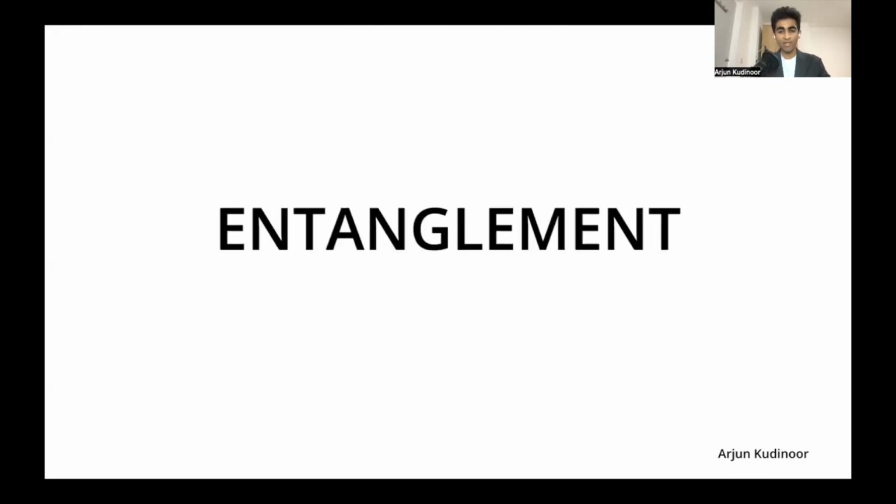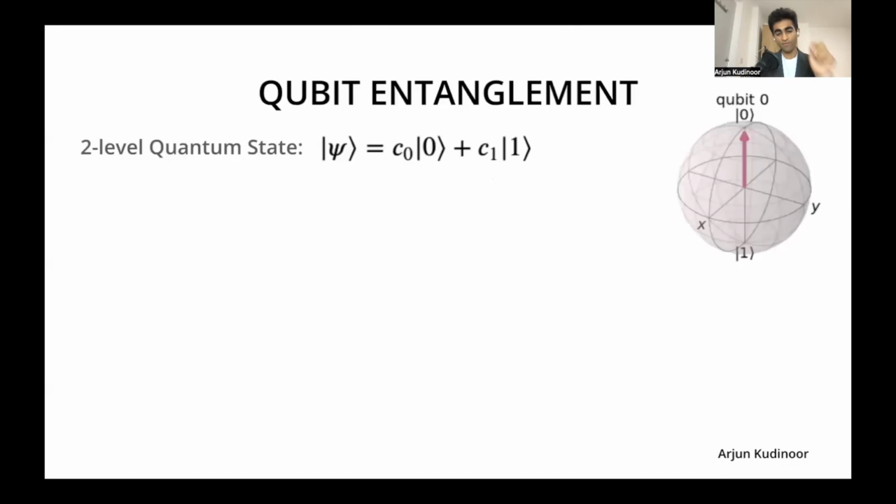Okay, so let's talk about entanglement. The first thing when we talk about entanglement is quantum states. Before we can talk about entangling quantum states, we need to understand what they are. A 2-level quantum state is something that has 2 energy levels. It's a particle that occupies 2 energy levels. These can be dictated typically using spin. And we say that these energy levels are 0 or 1.